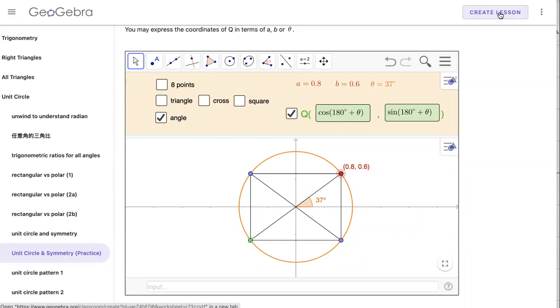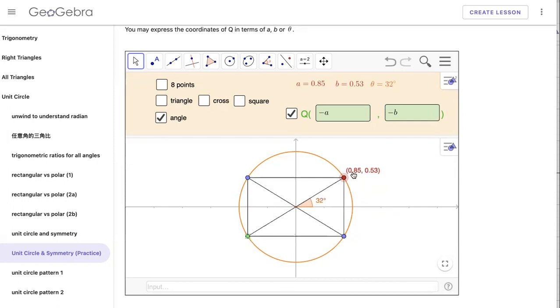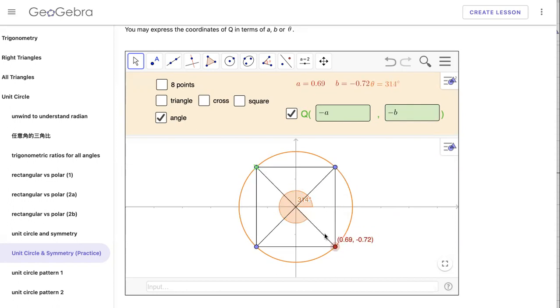Actually, this time you can create a lesson and ask the students to do it together and see whether they can correctly create the values, based on the theta. Theta is given here, 37 degrees. Then you just input the value according to theta. Or you can simply write negative A and negative B, because I have A and B defined here as well. So if you enter negative A, negative B, the point Q should be here, opposite to the red point, no matter how you move it.